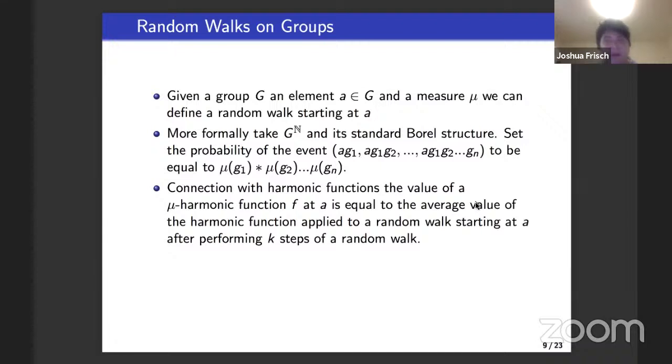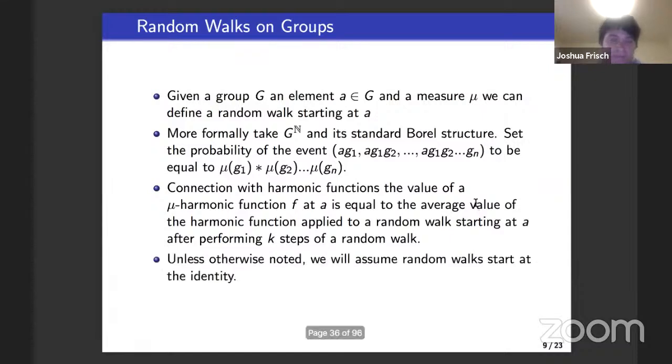So what's the connection with harmonic functions? Why am I bringing it up right now? Well, this convolution fact I just said corresponds to the fact that if you take a harmonic function and take a random walk with respect to mu, then this isn't going to change the value. So if I take n steps of a random walk, the expected value is exactly where I started. This random walk point of view makes it a little bit more intuitive. You don't have to think about abstract convolutions. You're just saying I take n steps along my measure, and then the average is exactly what I started with. And again, unless otherwise noted, we can just assume the walk starts at the identity.